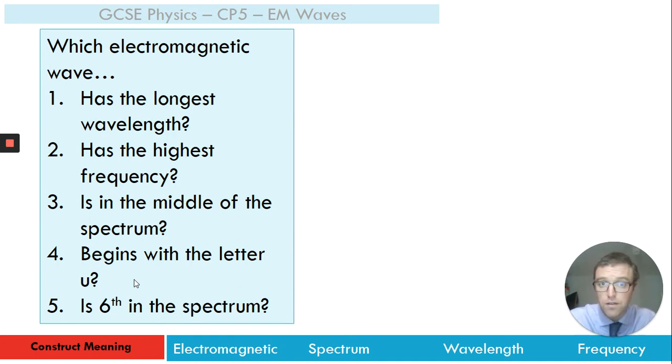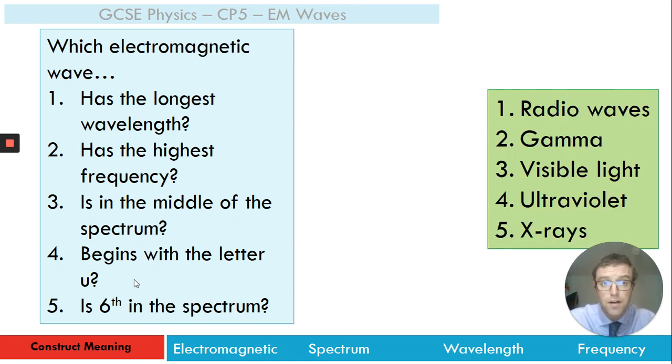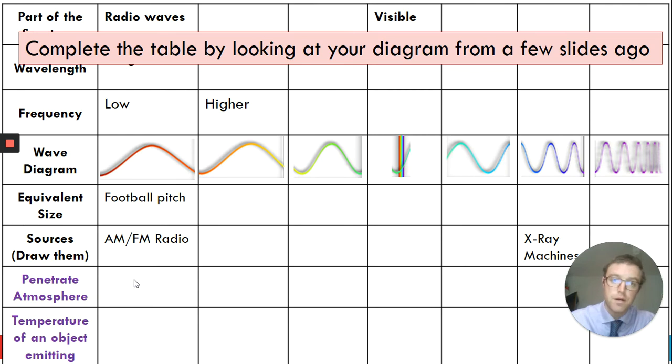Okay, let's go through the answers. Give yourself a mark out of 5. It is radio waves. Number 1 has the longest wavelength. Which has the highest frequency? It is 2, gamma. Which one is in the middle of the spectrum? That's visible light. Which one begins with the letter U? That's ultraviolet. And what's 6th in the spectrum? X-rays. So there are 7 different parts.